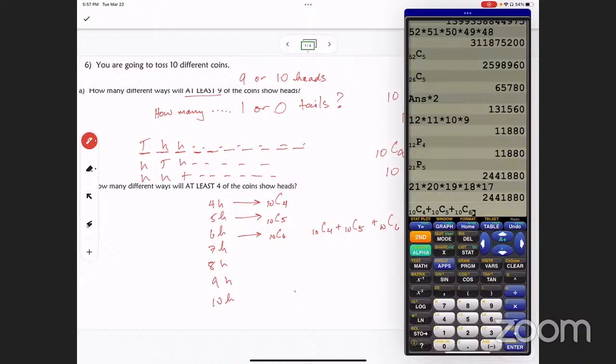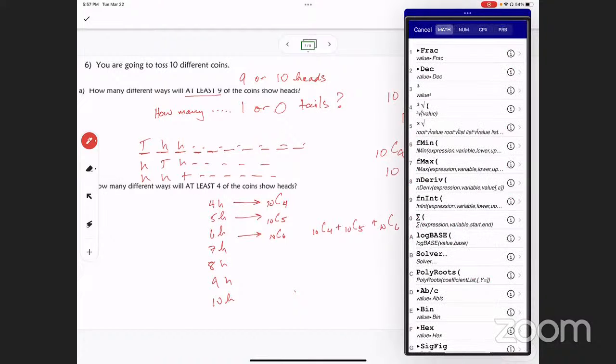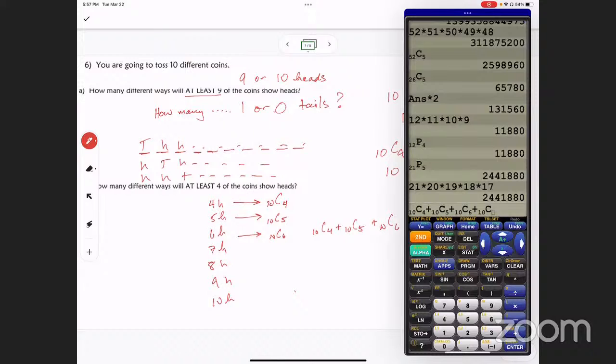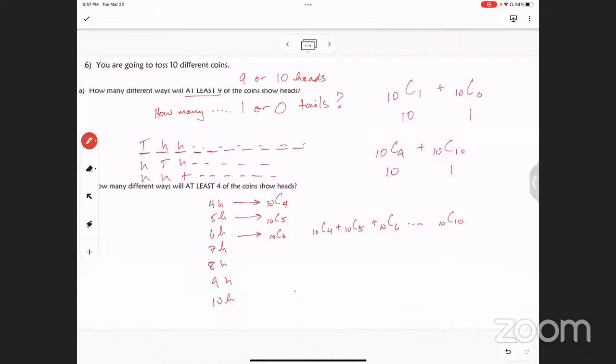10 choose 6 plus, and again, this is where Pascal's triangle would actually be a little bit quicker because you've got them all right there. Plus 10 choose 7. Well, you can see what the answer is. I don't really have to do this. Plus 10 choose 8, 10 choose 9, 10 choose 10, and then just punch it in. Okay? All right, let's see.